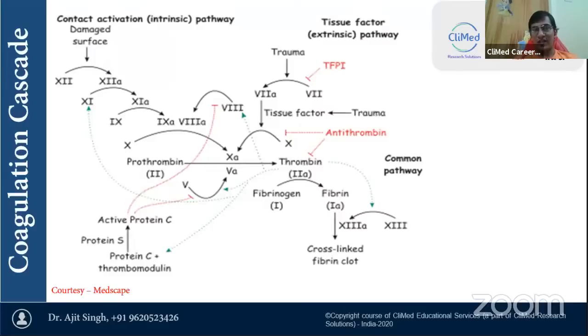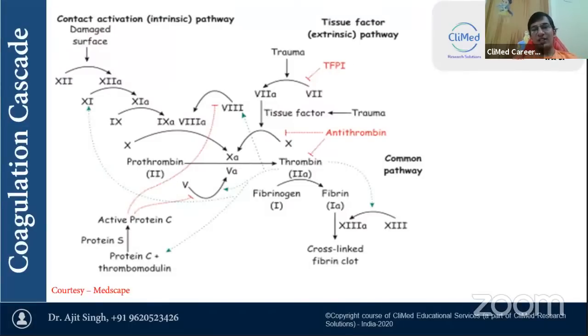In the intrinsic pathway, collagen is the main responsible element which activates 12 into 12A. So A is nothing but the activated form, right? 7 to 7A, 12 to 12A. Got it? So now let's crack it one by one.